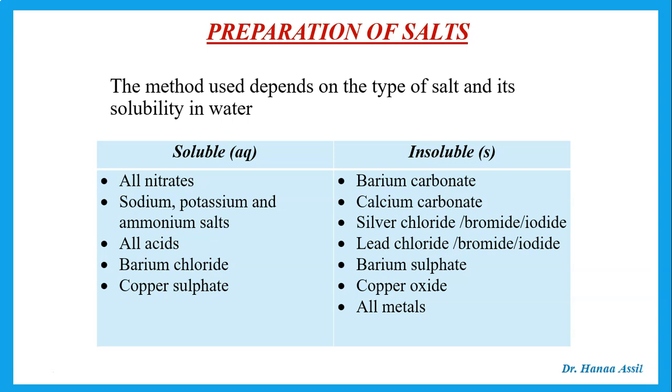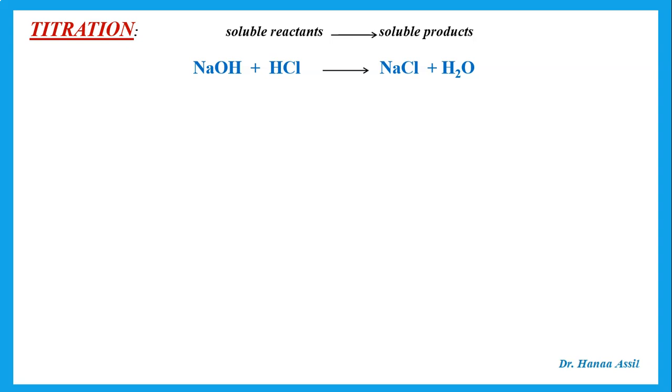Most of the other substances are insoluble. So most carbonates are insoluble. Insoluble means they will form a precipitate. The chloride, bromide, iodide of silver or chloride, bromide, iodide of lead, all of these are insoluble. Barium sulfate is insoluble. Copper oxide, of course, is a solid, so it's insoluble. All metals are insoluble.